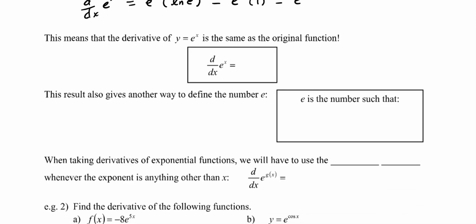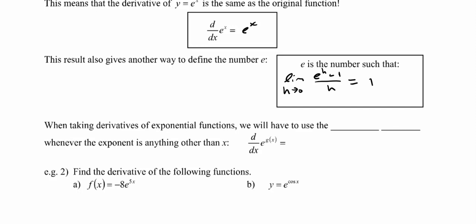Okay, so in general, let's just write that one more time. The derivative of e to the power of x is just e to the power of x again. Now this also gives another way to define Euler's number, e. We can say that the limit as h approaches 0 of (e to the power of h minus 1) over h is equal to 1. You won't be required to prove what Euler's number is or anything, but that's just another way to do it.